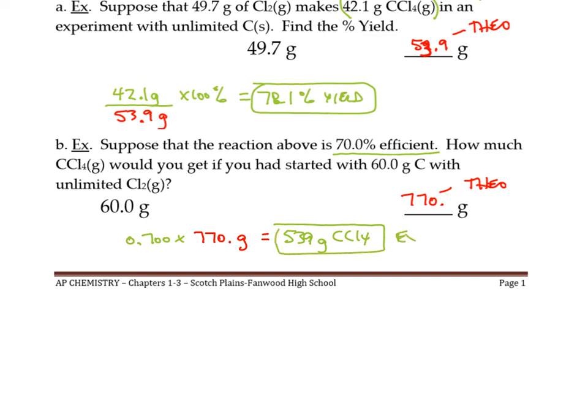If that's a little confusing to you and you just really like to use the original formula, then you can go back to the original formula and say, okay, percent yield is experimental over theoretical, times 100. So there's my percent. I don't know what my experimental is, right? But I do know what my theoretical is, which is 770. And then I'm going to have to go times 100 to get my answer. And then this will still come out to be 539 grams as your answer as well.